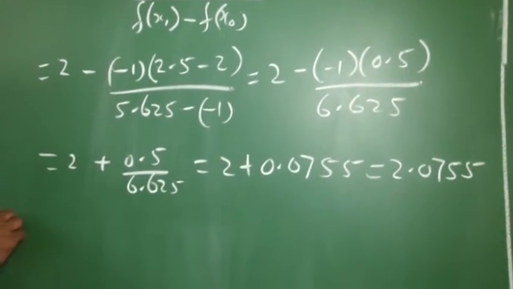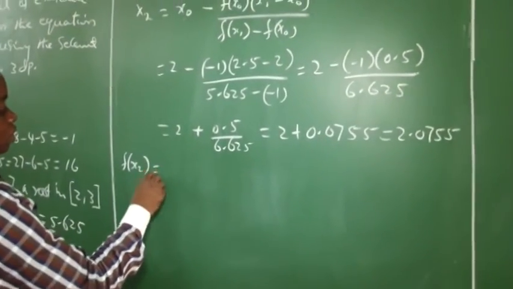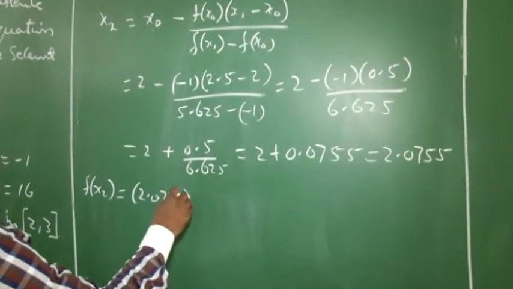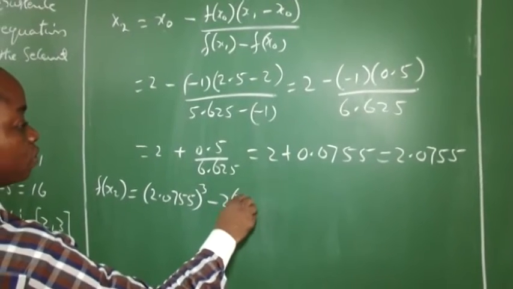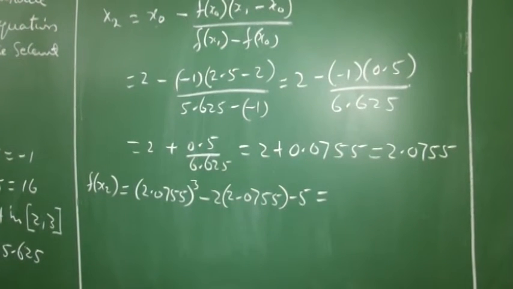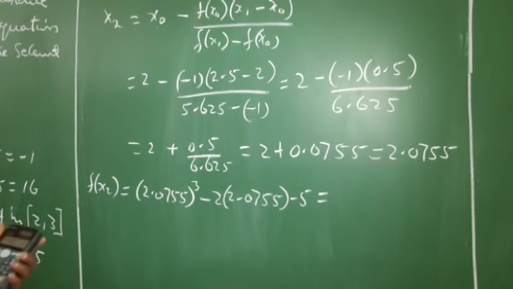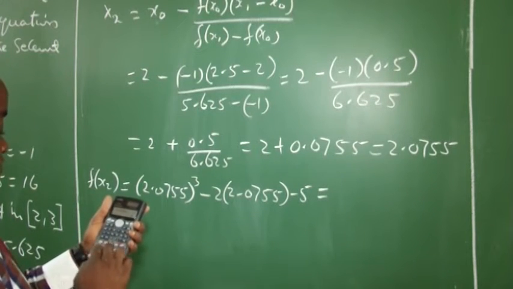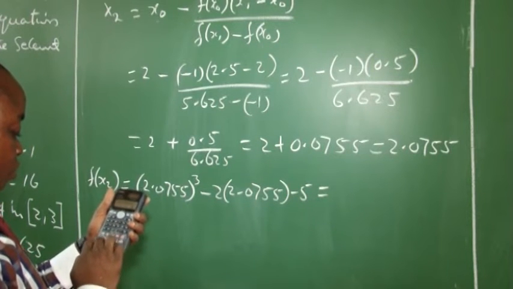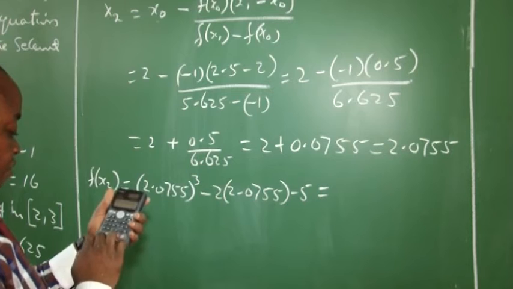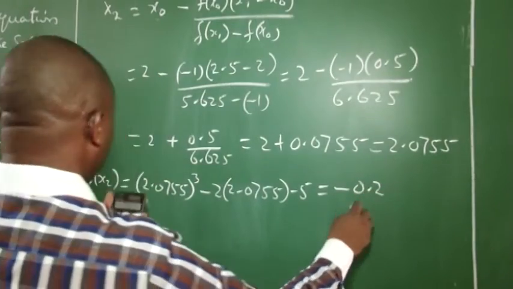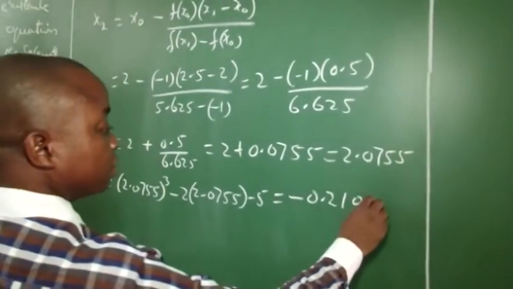Next we'll find f of x2, and that gives us 2.0755 cubed minus 2 times 2.0755 minus 5. So 2.0755 cubed minus 2 times 2.0755 minus 5 gives us minus 0.2104.